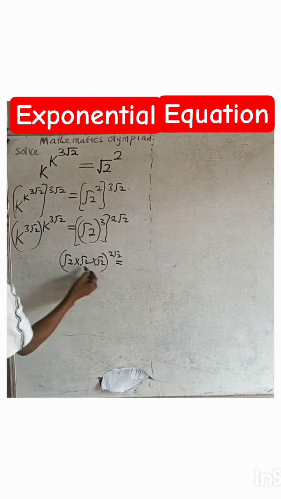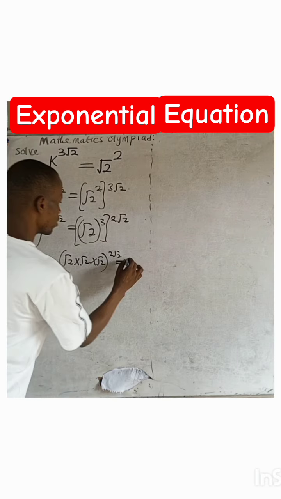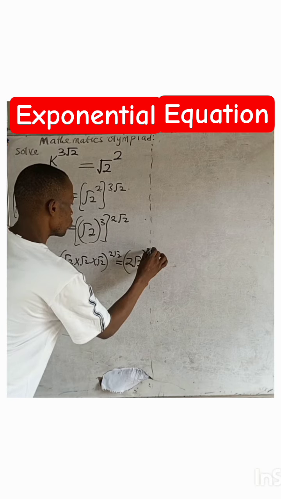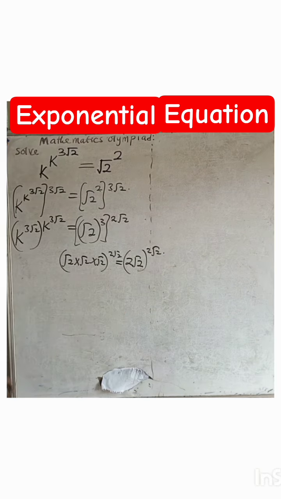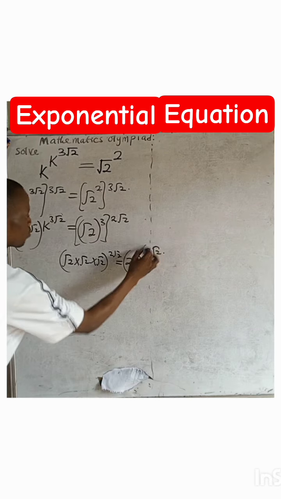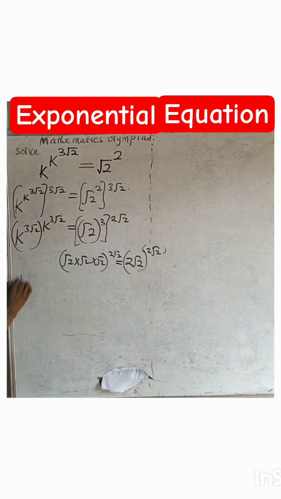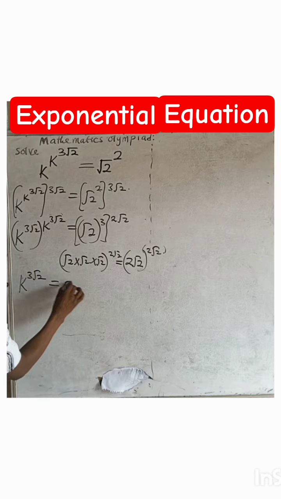Which gives us root 2 times root 2, that's 2. That's 2 root 2 raised to power 2 root 2. Of course, if you look at it, all this one can be equal to this. Then all this one can be equal to it. So we can say k raised to power 3 root 2 is equal to 2 root 2.